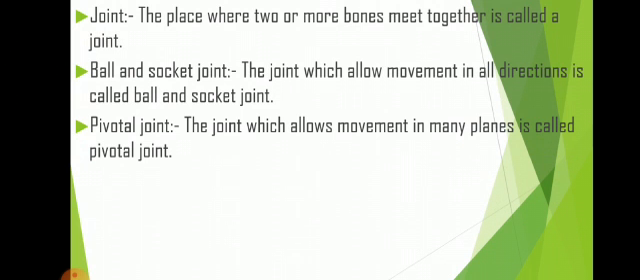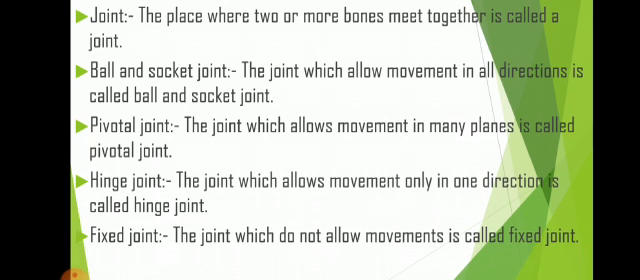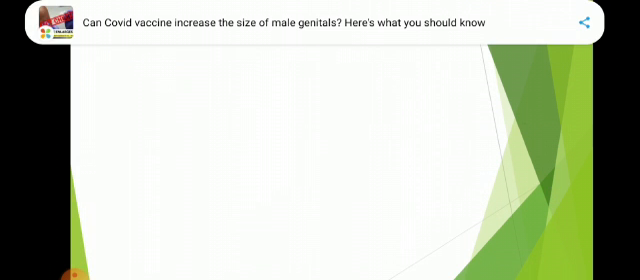Pivotal joint: the joint which allows movement in many planes. Hinge joint: the joint which allows movement only in one direction, present in your elbow and your knees. Fixed joint: the joint which does not allow movement, like the skull. The skull has fixed joints. Skeleton: the hard internal or external framework of bone is known as skeleton.